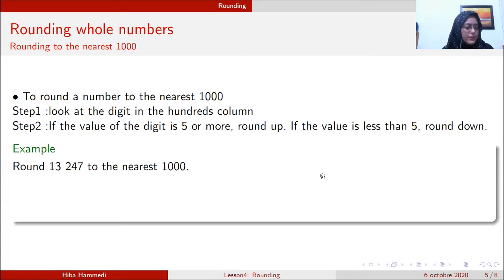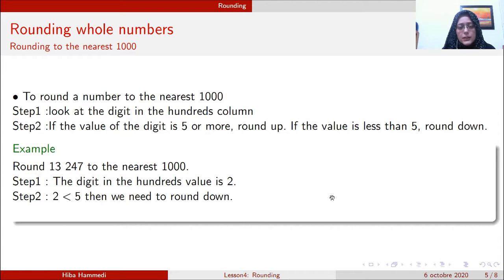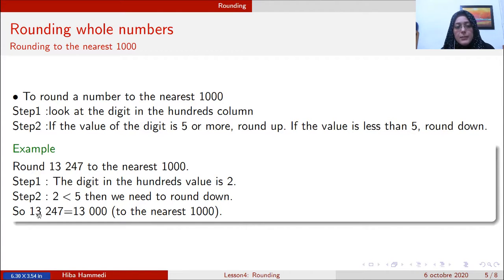An example here. So I have 13,247 to the nearest 1,000. So I need to check what the value of the 100 is. The value of the 100 is 2, and 2 is less than 5. So I need to round down the number. And rounding it down, it will be 13,000. This is why I need to ignore all the numbers after the thousands place value, right? Okay, so this is how you round whole numbers, right?